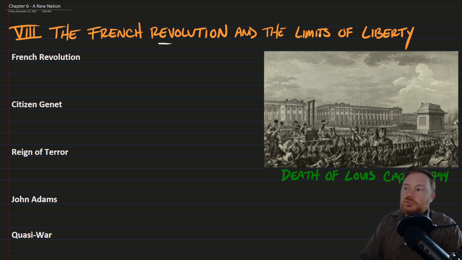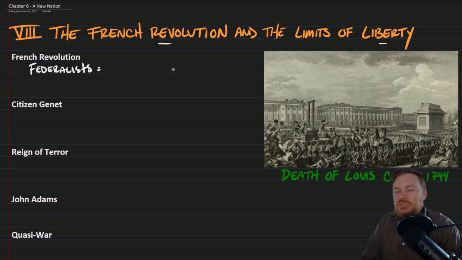Section 8, French Revolution and the Limits of Liberty. So the French Revolution remains a major issue against the backdrop of early American history. And for the most part, it maps on pretty well to the different political ideologies in the country at the time. But the French Revolution itself also went through phases, some phases being a little bit more radical than others. Recall that the Federalists not only favored the British side in the French Revolutionary Wars, but they were also a little bit more scared or concerned about the potential of the French Revolution to cause anarchy from below.